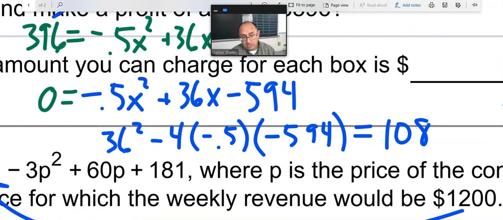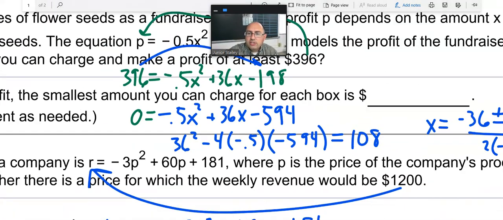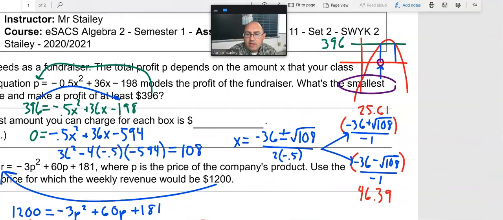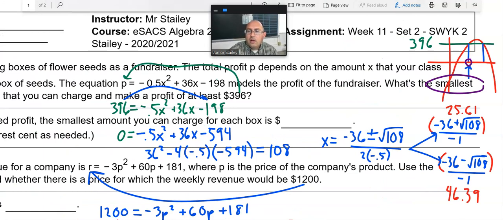Okay, now it's time to hit it with the quadratic formula. Do a little b squared minus 4ac. Once again, be careful of the whole negative situation because there seems like a lot of negatives there. And it ends up being 108, which is a positive number. That guarantees you're going to have two real solutions.